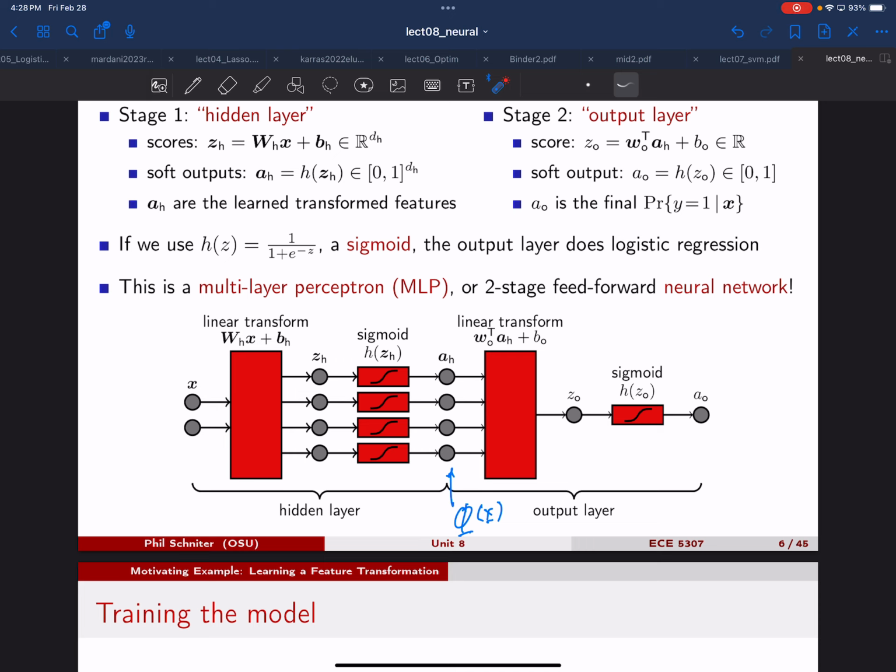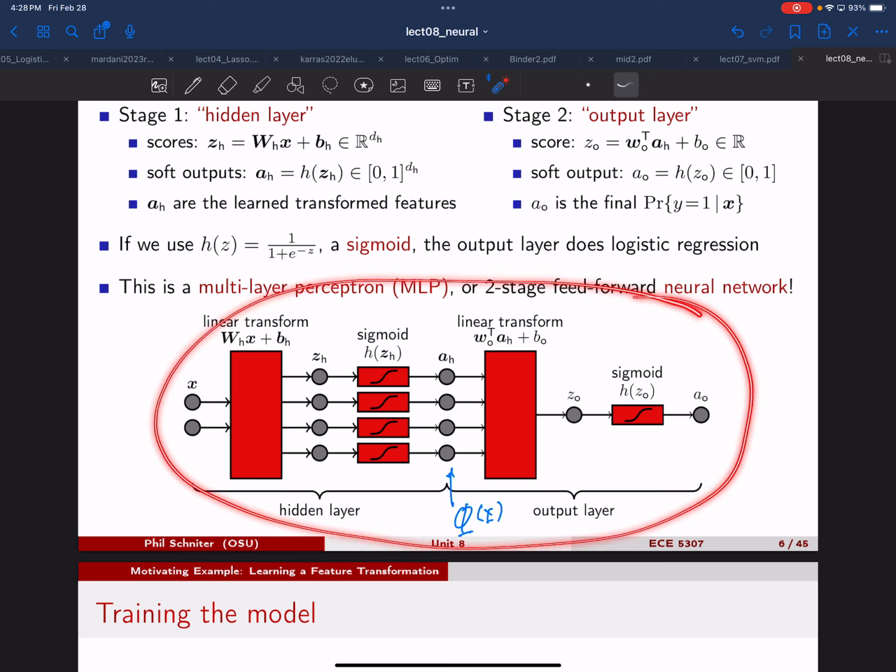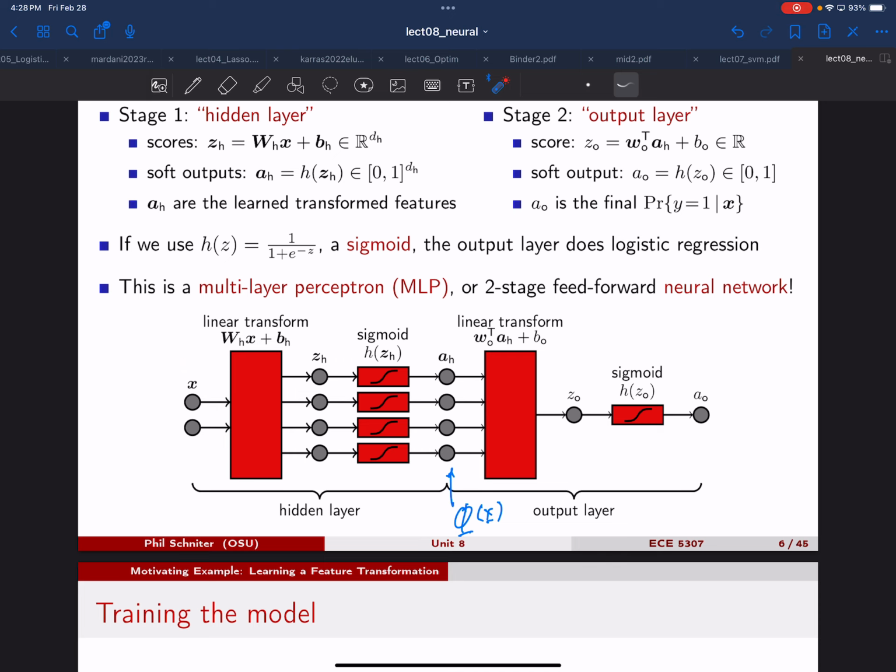So this is what it looks like as a block diagram. At a high level, you take your features, you do some linear processing, you do some element-wise nonlinear processing, and then some linear processing and some element-wise nonlinear processing, and you're done.